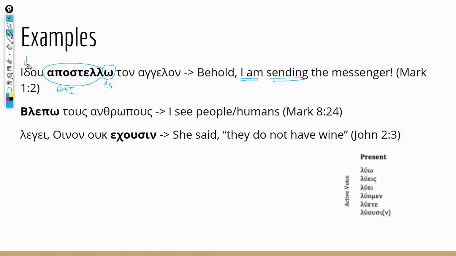So idou means like behold, and ton angelon means the messenger. Some of you might recognize this word as being derived from angel. So a quick tidbit: we use the word angel, but in Koine Greek, angel almost invariably means messenger, and that is often their role within the biblical text. So I am sending the messenger.